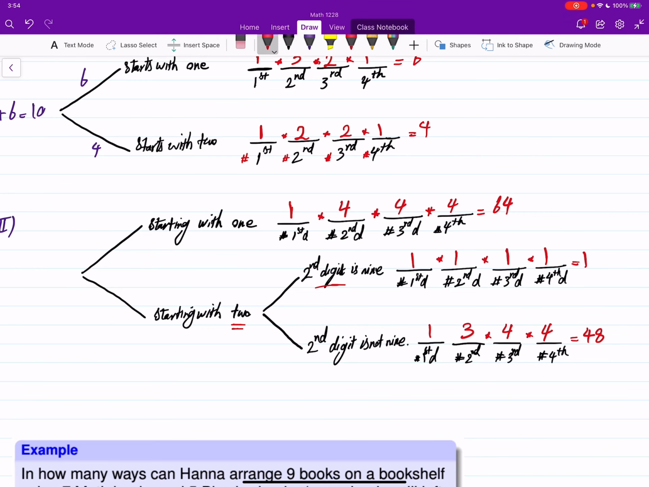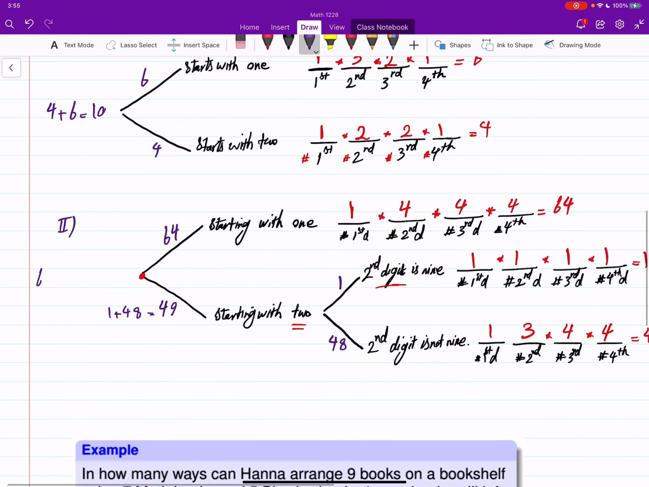Remember, we are interested in NU in this tree, so that is the total number. So you apply the counting tree properties. There is one there, there's 48 there. Sums of the outgoings must be equal to the incoming branch. So this will be 49, which is 1 plus 48. And there is 64 there, so I just write that one there. What will be the total? Total will be 64 plus 49, which will be 113.